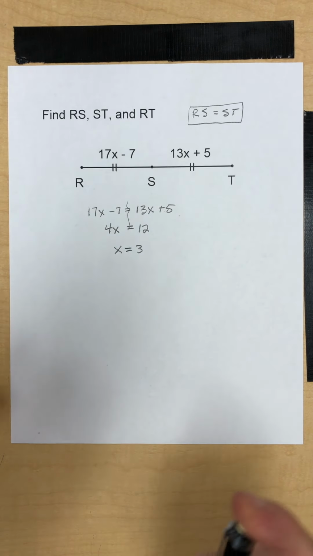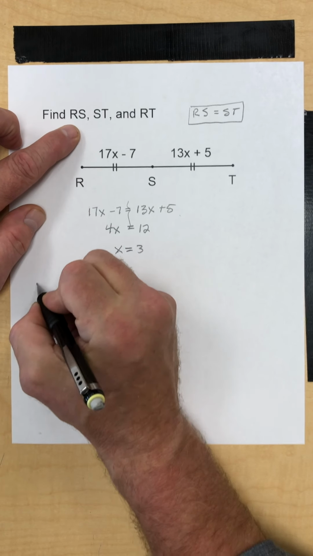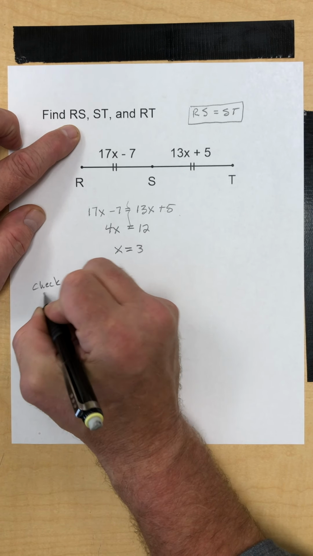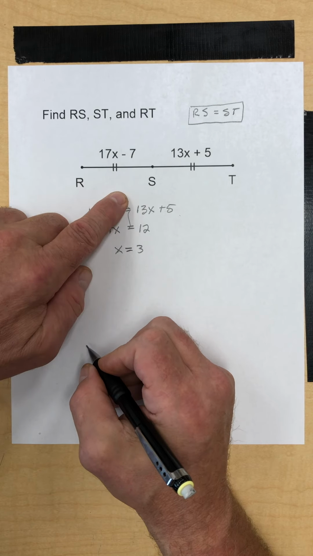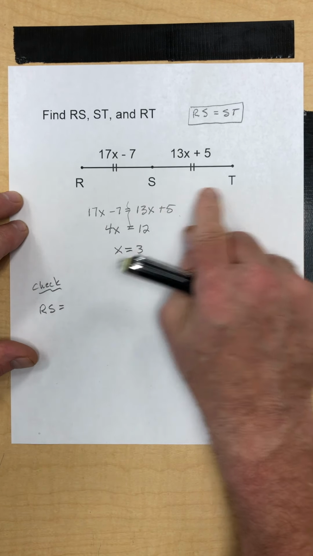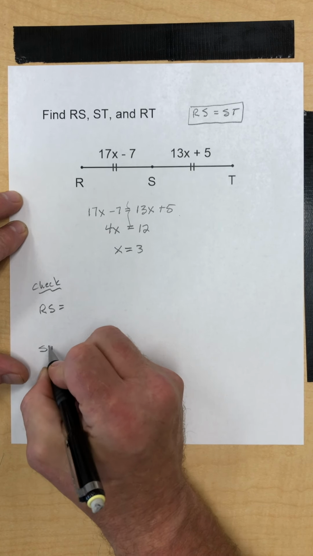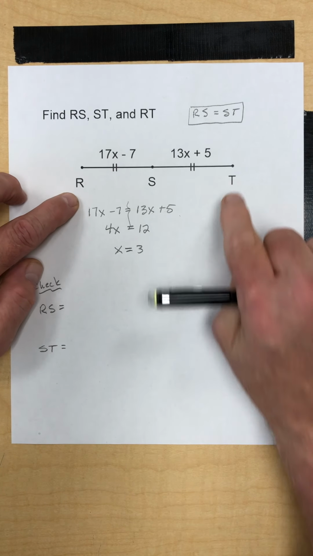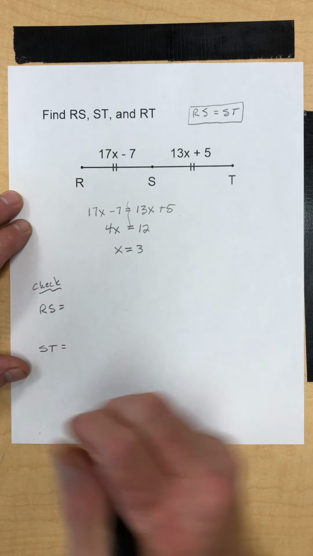Okay, so let's see if that works out. So my check. I'm going to have to figure out RS. I'm going to have to figure out ST. And then it also wants RT, what it is all the way across.